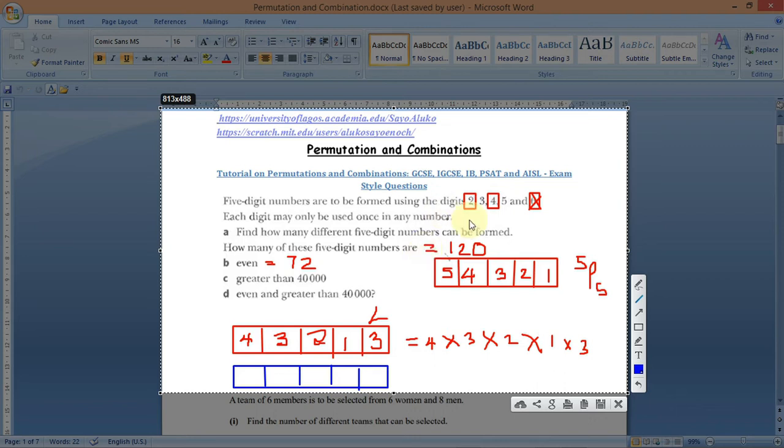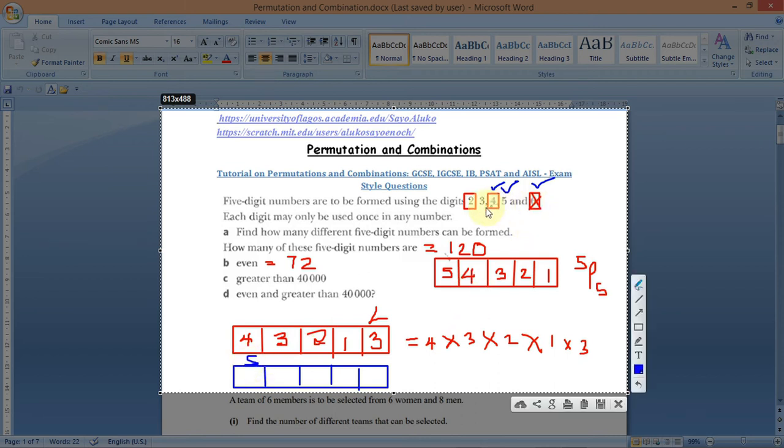Now, how many of these digits can start a number greater than 40,000? The digit that can start is 6, 5, or 4. If any of these three starts the number, then it will be greater than 40,000. For example, I can have 45,000, 46,000, 42,000, 43,000, and so on. So any of these three can start.